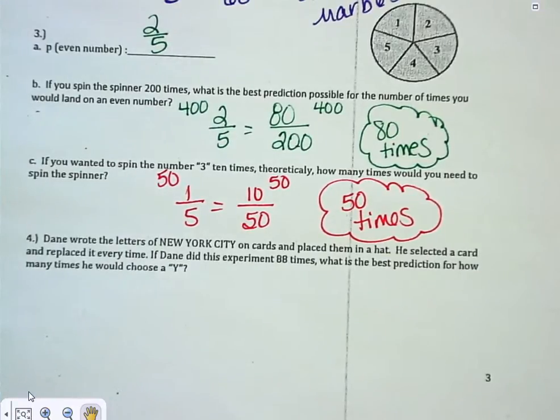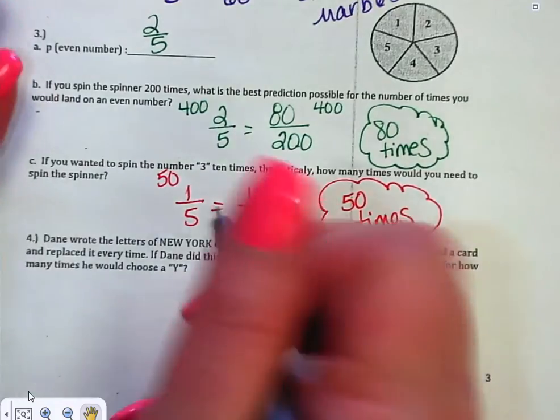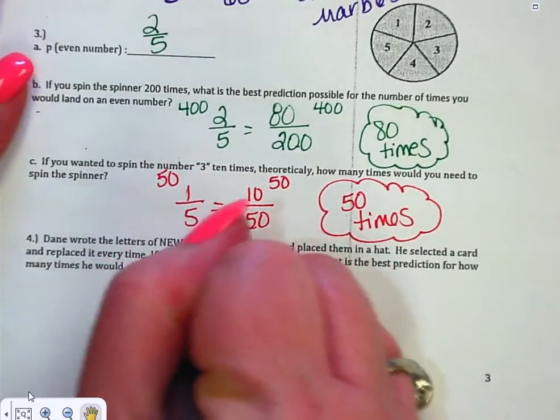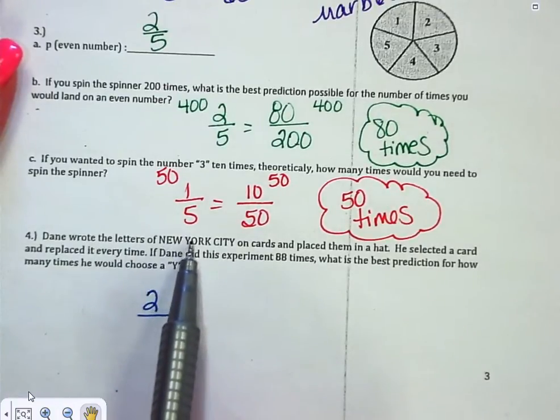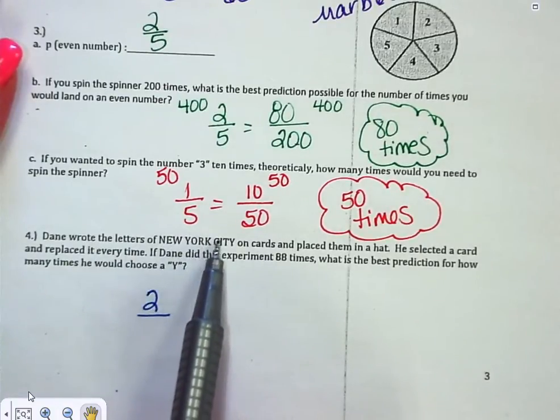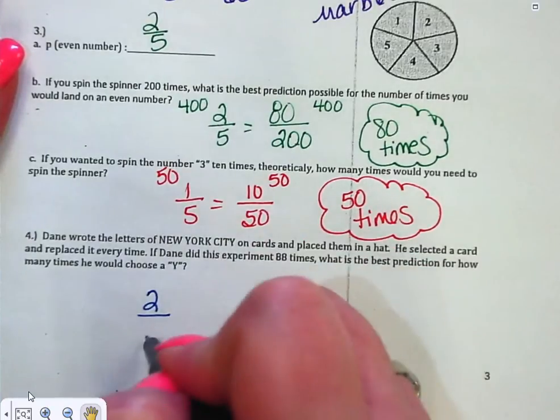If Dane did this experiment 88 times, what's the best prediction for how many times he would choose a Y? So we need to decide what's the probability of choosing a Y. How many Y's are in the word New York City? 2. 2 out of how many total letters are there? 1, 2, 3, 4, 5, 6, 7, 8, 9, 10, 11. There's 11 letters.